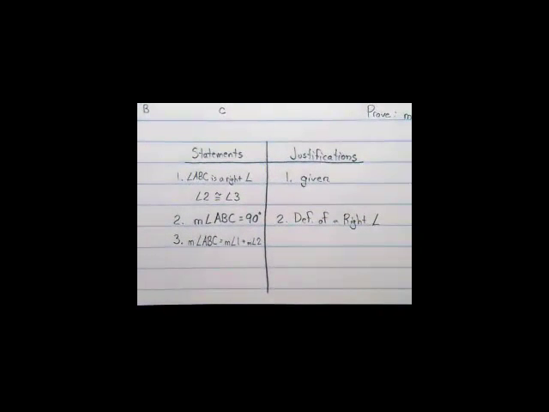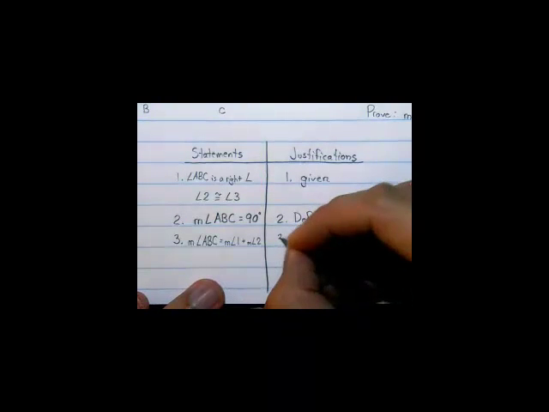Okay, and think back in your memory banks here. What tells us that you can add two angles that are adjacent and get the bigger one? There's a certain postulate. Yes? There you go, angle addition postulate. That's what we got to use here for this one.